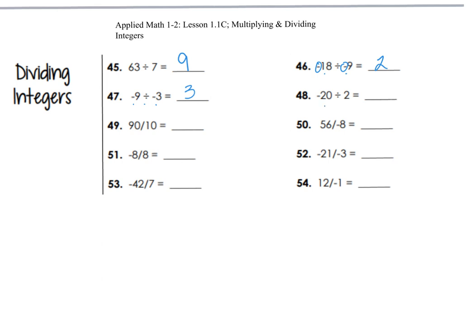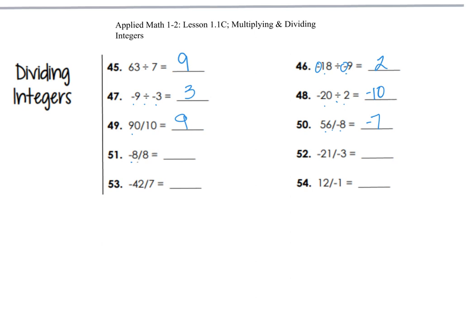48, negative 20 divided by 2. So a negative and a positive together result in a negative solution, negative 10. 49, 90 divided by 10. When we use that slash bar, that's a division symbol as well. A positive divided by a positive gives a positive answer. 50, 56 divided by negative 8. A positive divided by a negative is going to stay negative, and that's negative 7.